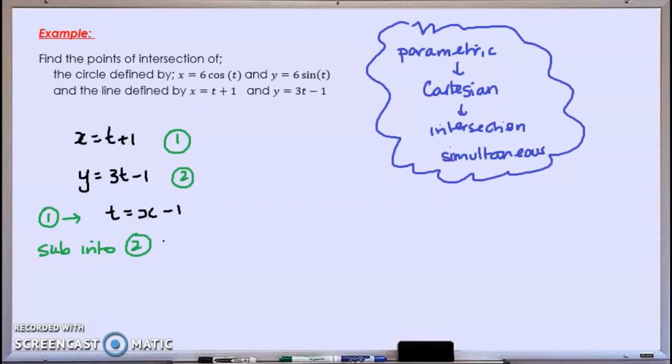And then what we're going to get is y equals 3 bracket x minus 1 minus 1, and therefore y equals 3x minus 4. This is the first of our equations in Cartesian form for this problem. And so we're going to store this, and then we're going to have a look at the other equation.